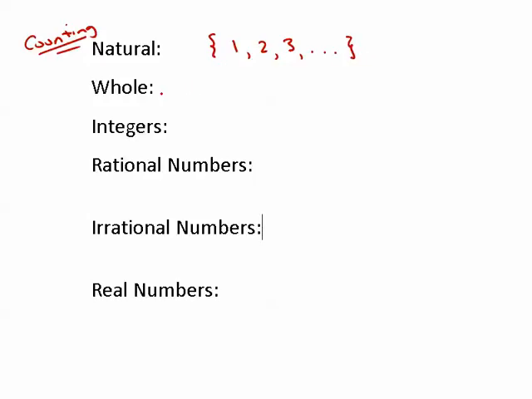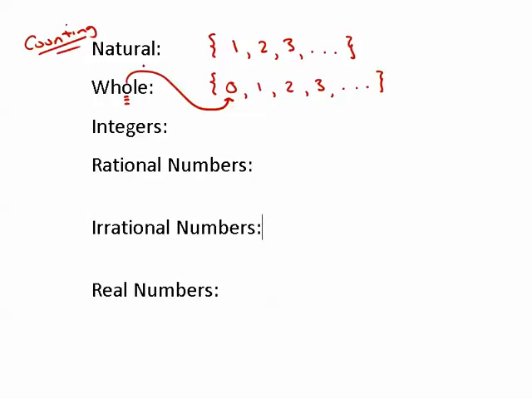Now, the next set is called the set of whole numbers. The only way the whole numbers differ from the natural numbers is that they also contain the number 0. So 0, 1, 2, 3, again, ... One way to help you remember this is that the word whole contains an O, and the set actually contains the number 0. So that's the difference between natural and whole numbers.